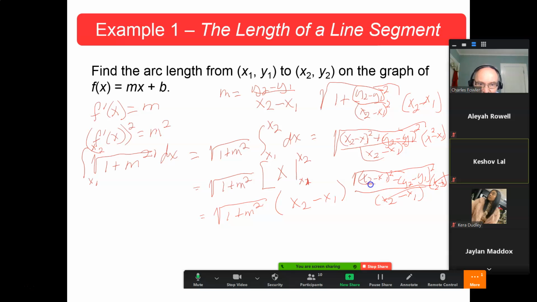Now, what I don't know how to do is erase all this. I think that's why I hadn't been doing it. But it's written pretty lightly.